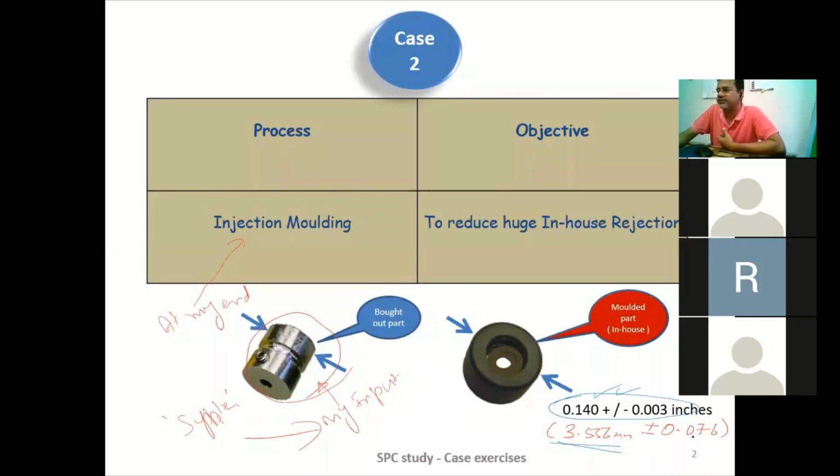3.556 mm plus minus 0.076. The tolerance 0.003 inches means, since 1 inch is approximately 25.4 mm, it is 76 microns. Is it clear? You understand this as an exaggerated view. If no doubt, I will proceed further.